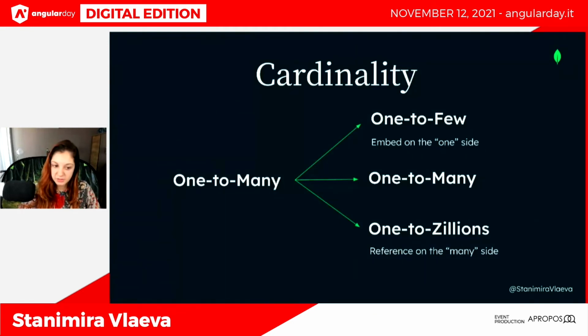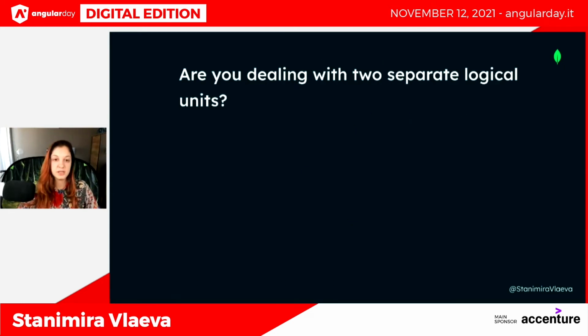All right, we covered both extremes, but what do we do in the middle case when we have a regular one-to-many relationship? And here I don't have a recipe for you, but I can prompt you to ask yourself another question before modeling. And the question is, are you dealing with two separate logical system units, or are you dealing with just one?